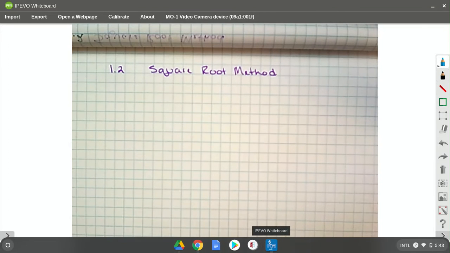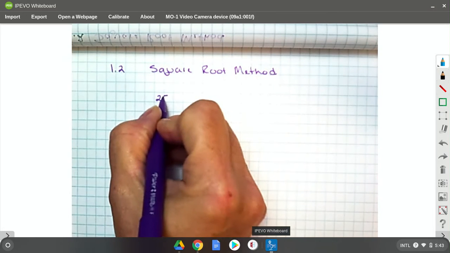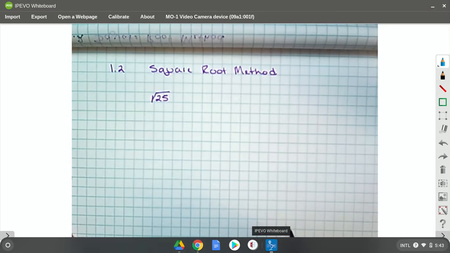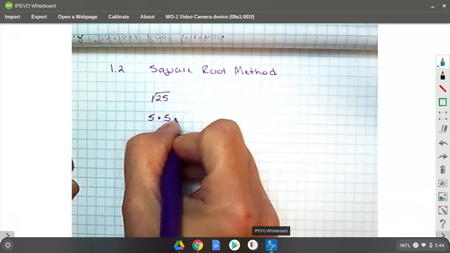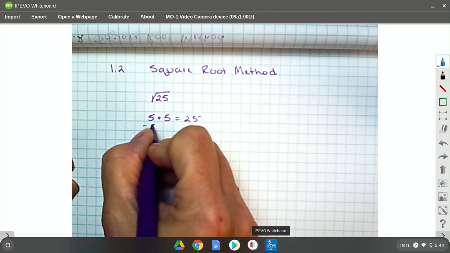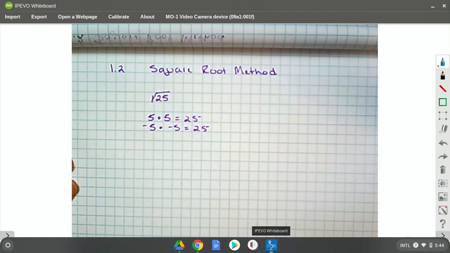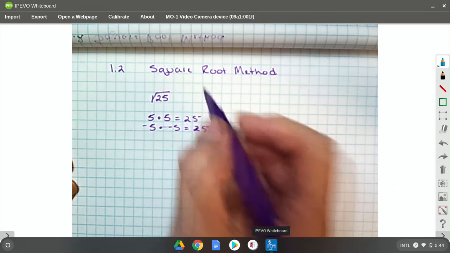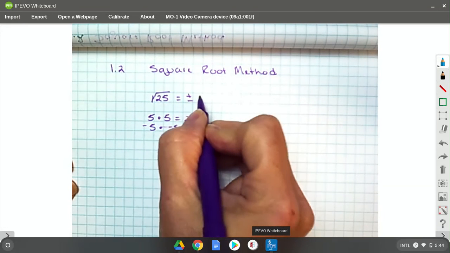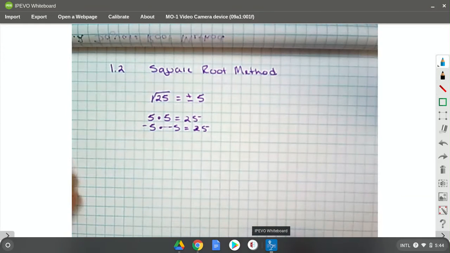Okay, guys, this time we're going to talk about the square root method and just a little bit of background before we get into it. Remember that if you are going to take the square root of a number, it's going to have two answers, because not only does 5 times 5 equal 25, so does negative 5 times negative 5. There is no real number that's going to be negative under there. So plus or minus 5, positive 5 and negative 5, two solutions every time, right?